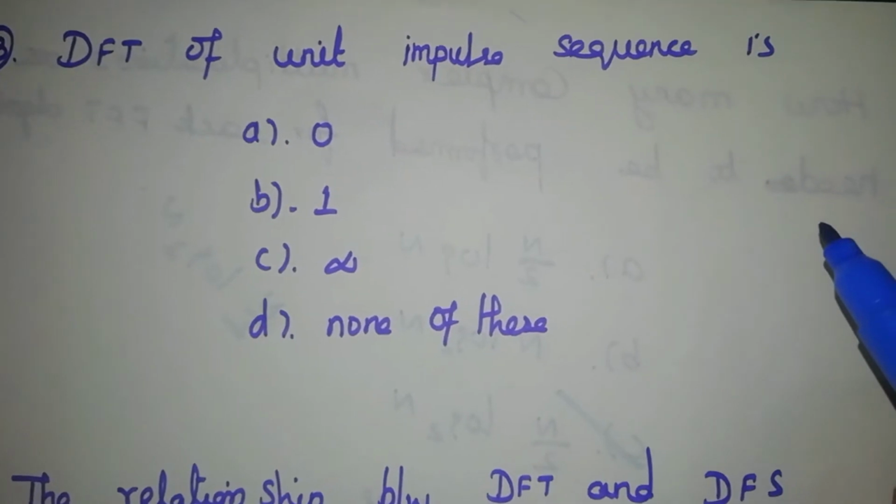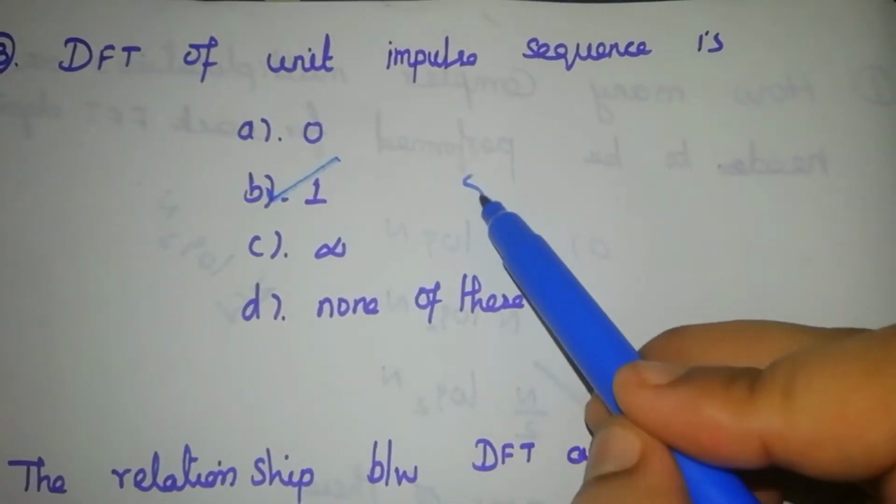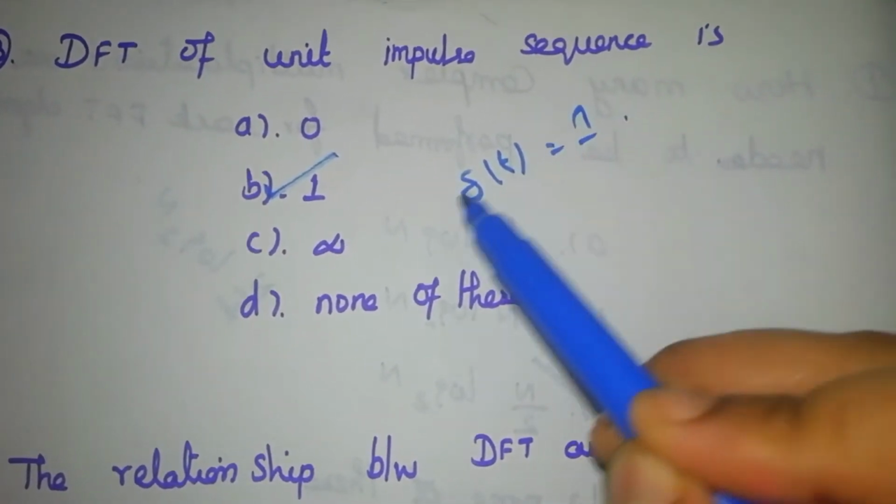Next question, DFT of unit impulse sequence, the answer is 1. DFT of impulse is equal to 1.